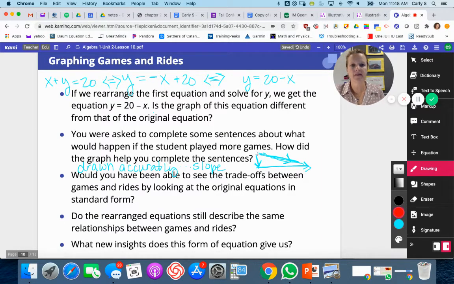Another cool thing is the graph tells me how many rides we could ride when we did 0 games, or how many games we could play if we did 0 rides. That's another really neat thing. Those intercepts are very important. Where your line crosses the x and y axis, or the horizontal and the vertical axis, are your intercepts. So they tell you what happens if you're not doing anything of the other event.